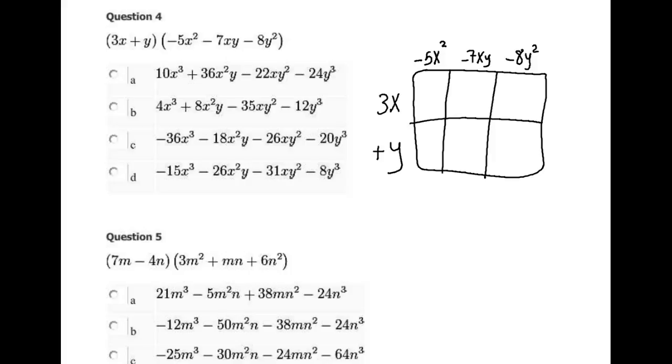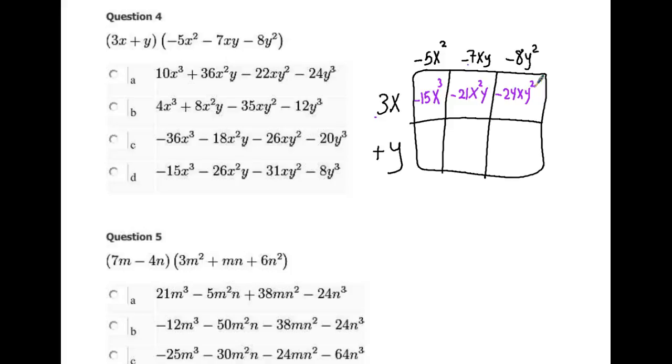So 3x times negative 5x squared. 3 times negative 5 is negative 15. Please use a calculator to verify if you need to. x times x squared, again, we add the powers, so it's x cubed. Okay. 3 times negative 7 is negative 21. x times x is x squared, and the y just stays the same. 3 times negative 8 is negative 24. No x's, just the y squared.